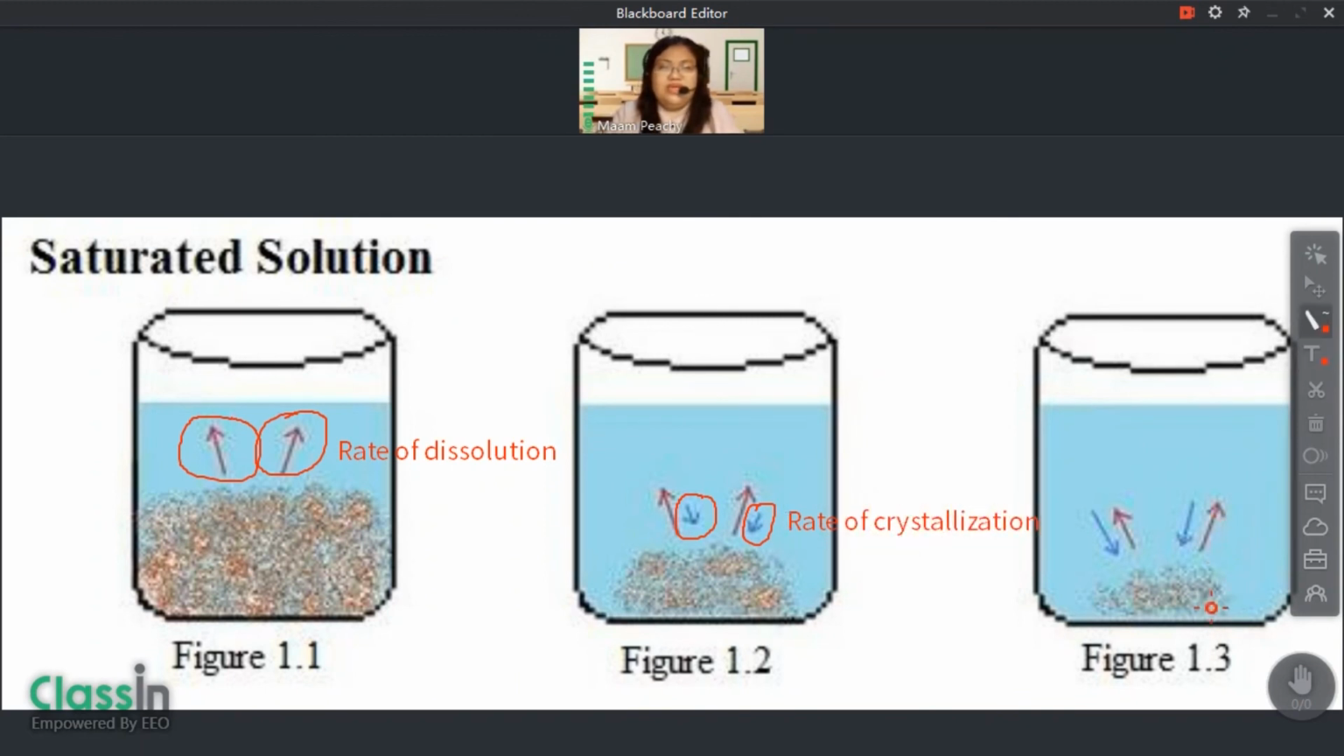In figure 1.3, a small amount of solute remains undissolved because the rate of crystallization is faster than the rate of dissolution, as represented by the longer red arrow and a shorter blue arrow, causing the amount of solute dissolved to be less than the amount of solute crystallized.